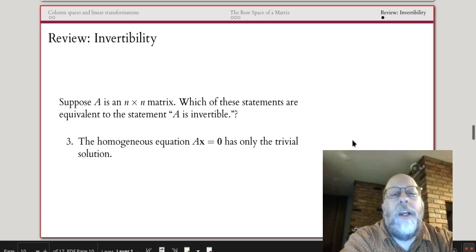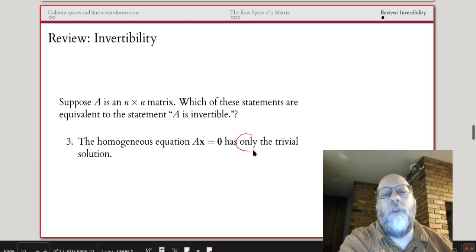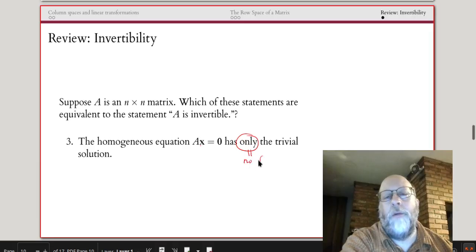Number 3 says that the homogeneous equation has only the trivial solution. Well, we know that the homogeneous equation always has a trivial solution. That is, if I set my weights equal to 0 in the linear combination, 0 times a vector plus 0 times a vector plus 0 times a vector adds up to 0. But if this is the only solution, that means there's no freedom in the system. This means there are no free variables. If there are no free variables, then we must have a pivot in every column.